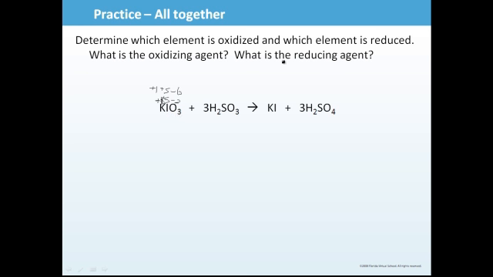All right, now we try the same here with the H2SO3. Hydrogen will be plus 1. There are 2 of them, so it's going to be a total of plus 2. Oxygen is minus 2. There are 3 of those, so that'll give us a total of minus 6. So to make that neutral, I would need a positive 4, right? 2 plus 4 is 6. 6 minus 6 is 0. So that means the sulfur has an oxidation state of plus 4.